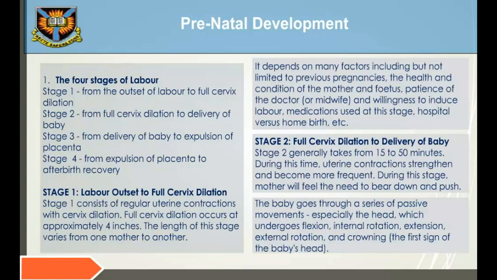Stage 2 generally takes from 15 to 50 minutes. During this time, uterine contractions strengthen and become more frequent. During this stage, mother will feel the need to bear down and push. The baby goes through a series of passive movements, especially the head, which undergoes flexion, internal rotation, extension, external rotation, and crowning, the first sign of the baby's head.